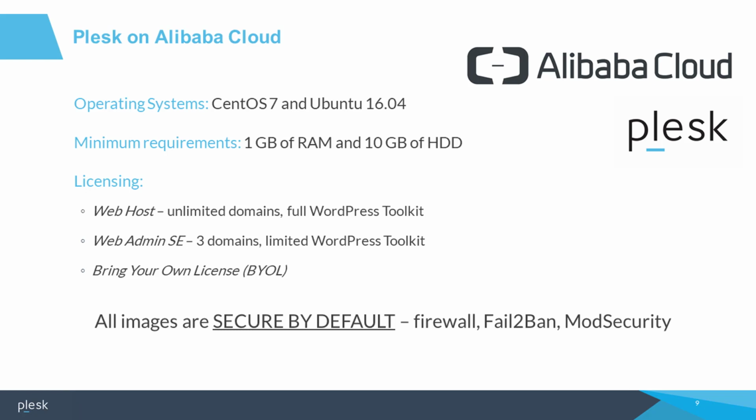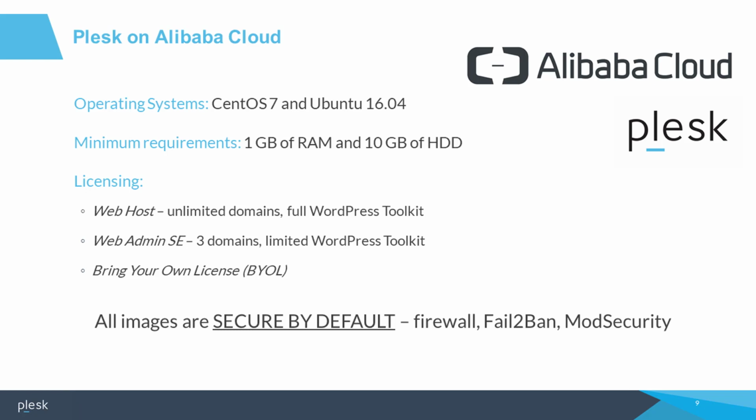When it comes to licensing, Plesk is available in 3 editions on the Alibaba Cloud. First is WebHost, which is packaged with top-level commercial license with unlimited domains and full WordPress toolkit. This edition is ideal for large web projects with multiple contributors, such as digital agencies. There's also WebAdmin Special Edition, which is a free edition with 3 domains and basic WordPress toolkit, suitable for individual use and product evaluation purposes. We also have Bring Your Own license images, which do not include any license at all. You can buy a license from Plesk directly or through a trusted reseller and then install it on the server.